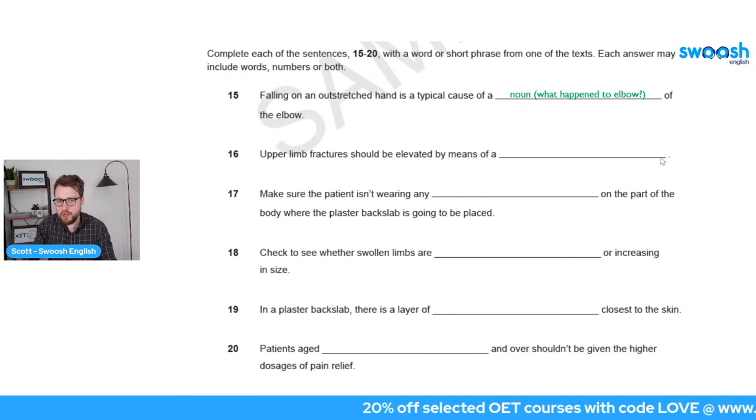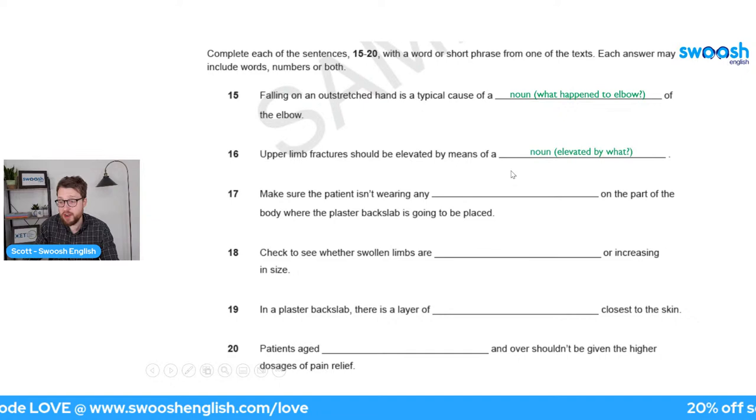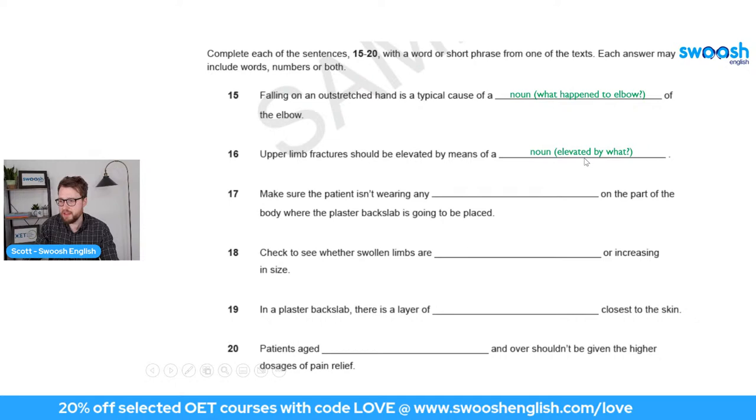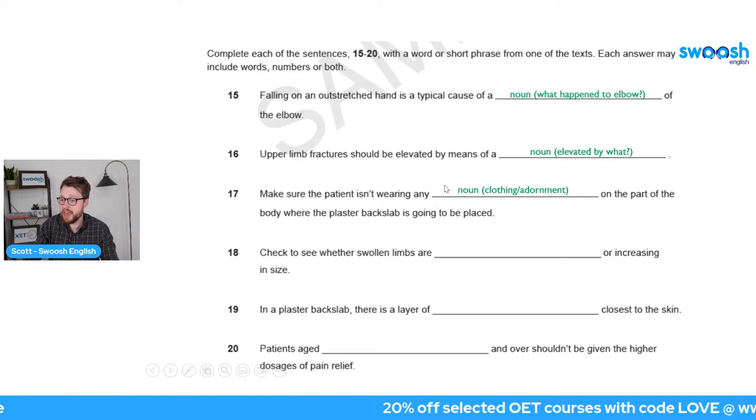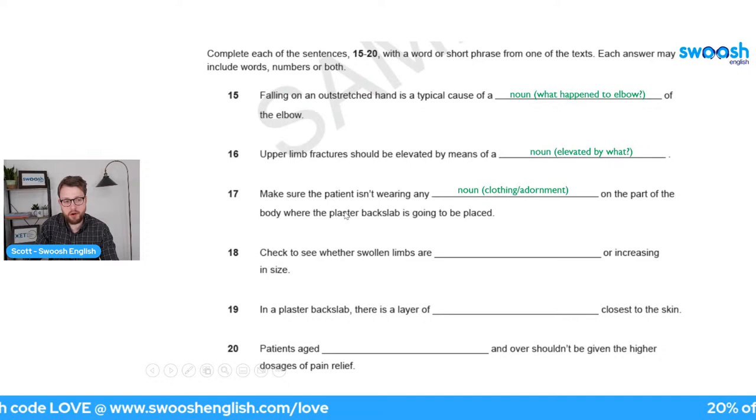Okay, let's do the same with 16. Upper limb fracture should be elevated by means of a what? We can see, once again, that we have an article. We're looking for a noun or a noun phrase inside this section too. For an indication about what kind of noun it might be, we'll look at the key words in the sentence. We have elevated here, elevated by what? So we might find elevated in the text. We might find something around it too. Likewise, for 17, make sure the patient isn't wearing any noun, wearing being a key word, clothing or adornment we're looking at. So some sort of noun about what has been worn on the part of the body where the back slab is going to be placed.